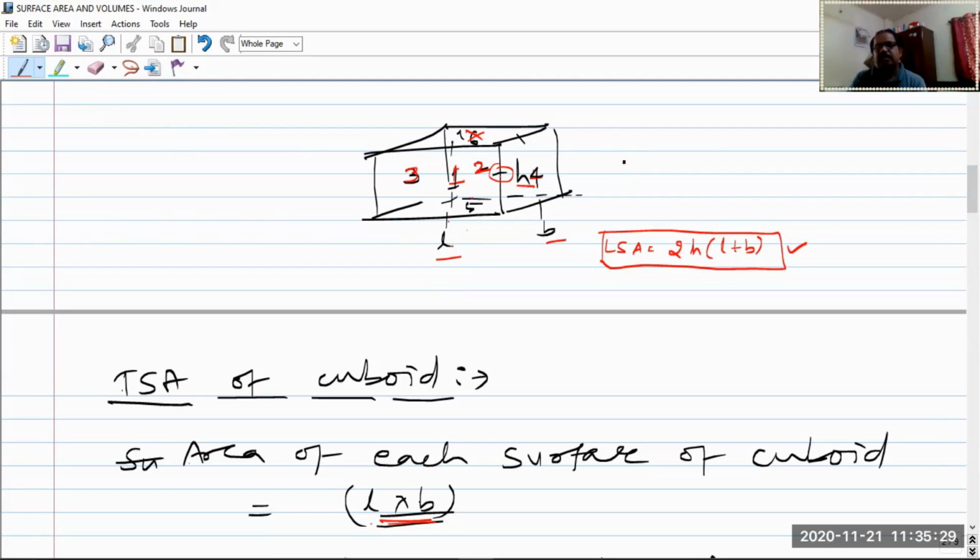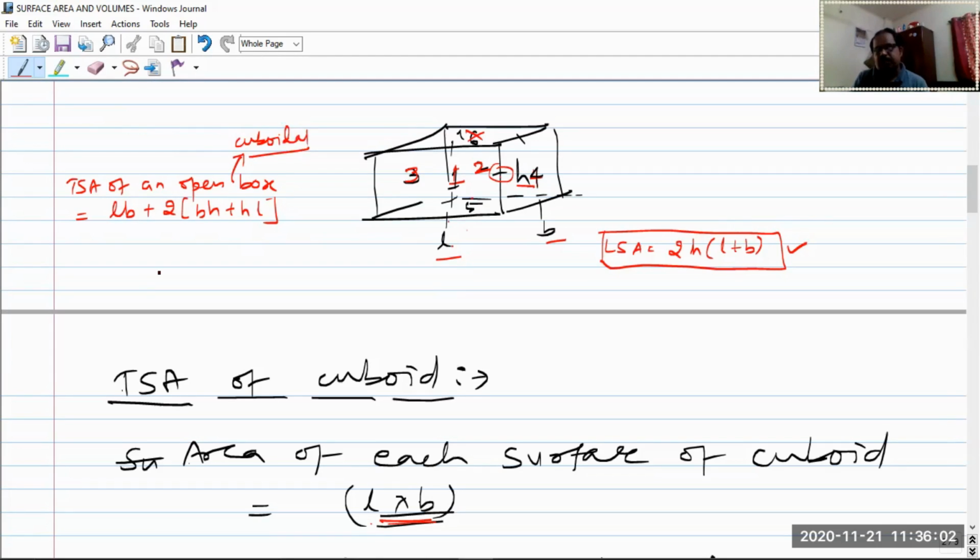So for an open box, I can write here the total surface area of an open box. What will be the total surface area in that case? It will be LB taken only once, and the remaining areas we can take twice, that is BH plus HL. So this will be the total surface area of an open cuboidal box, a cuboidal box having length, breadth and height.